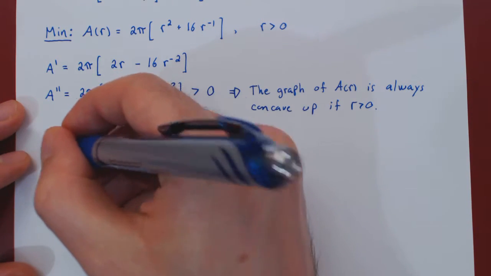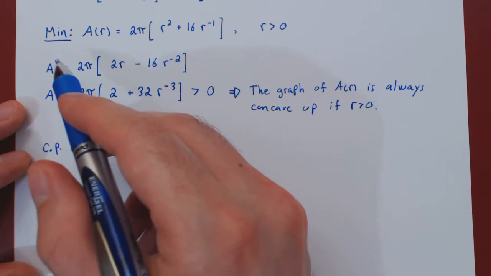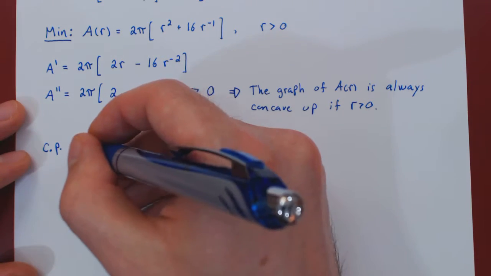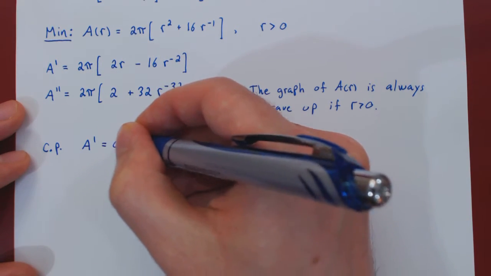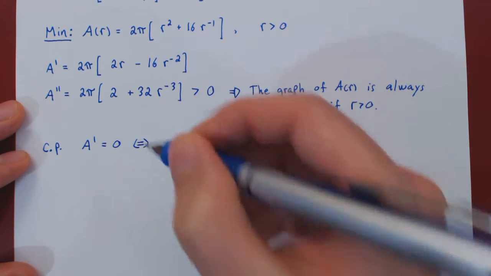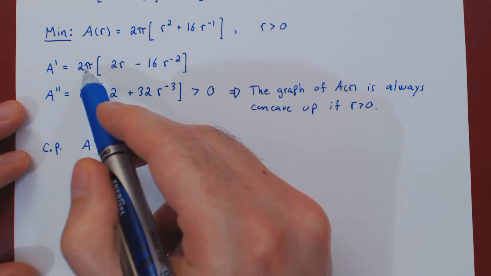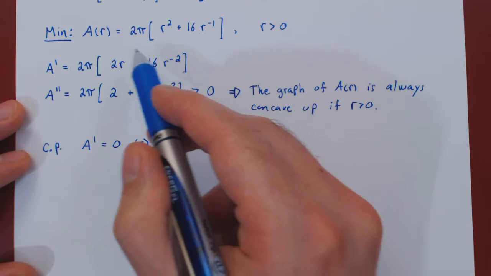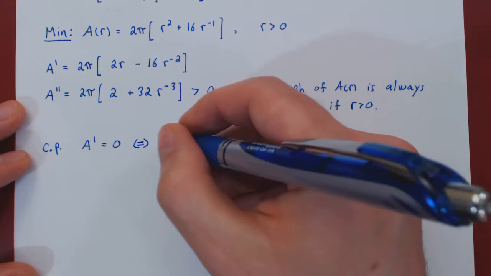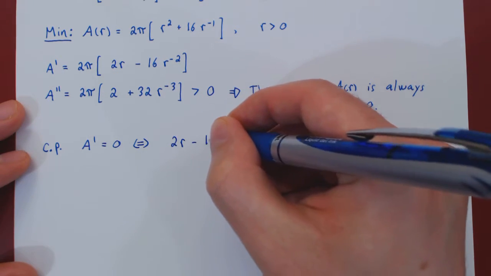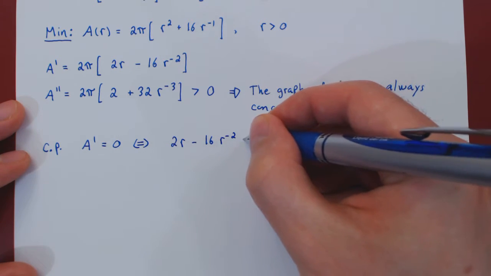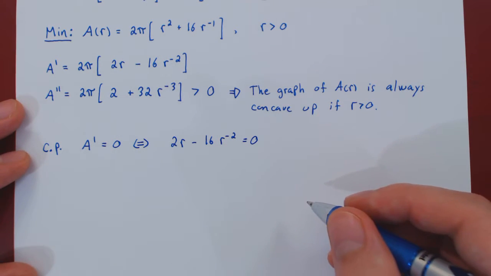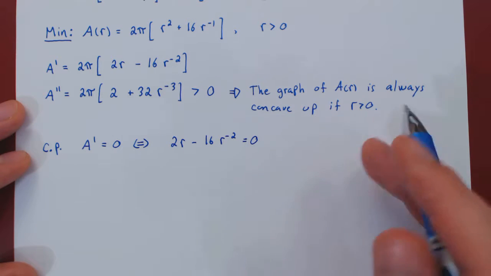So Cp. So the derivative is equal to 0 if and only if, well, if 2 pi, which is a positive number, times this is equal to 0, then this has to be equal to 0. So 2r minus 16r to the negative 2 must be equal to 0. And now let's attempt to solve for r.